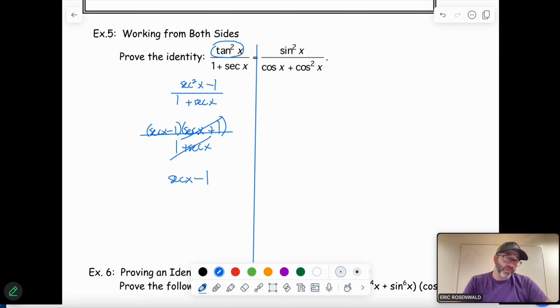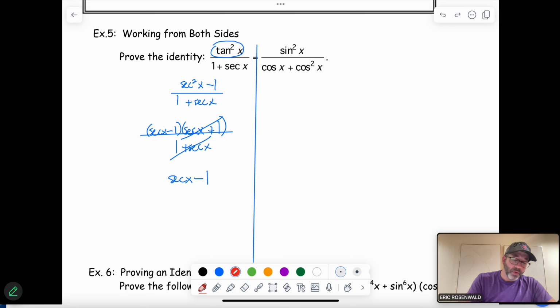Now I'm going to pause right there, but you could keep going if you wanted to. I'm just going to pause because I feel like something's off right here. When I look at this, I've got a secant here, which has to do with cosines, but over on the right side, I still have a sine here. So something's not right. Let's see if I can try something.